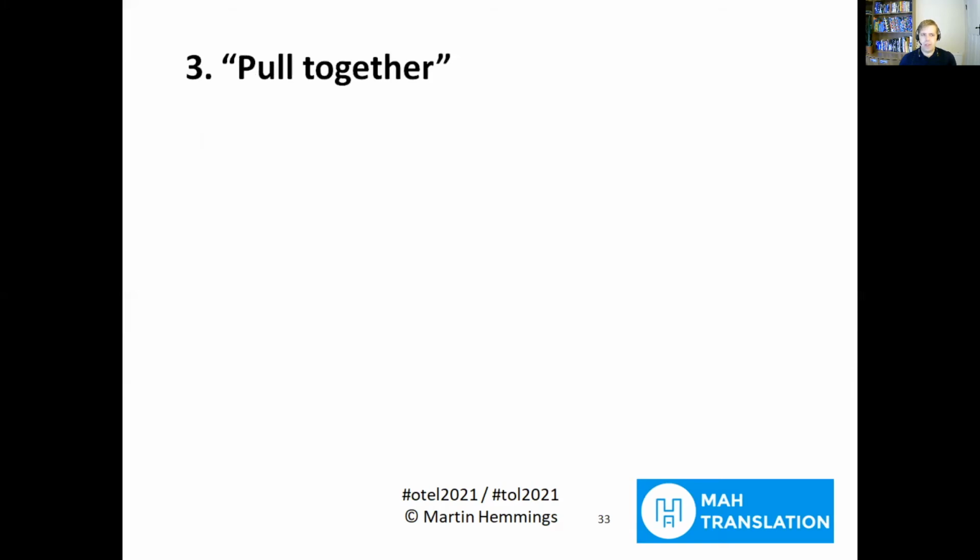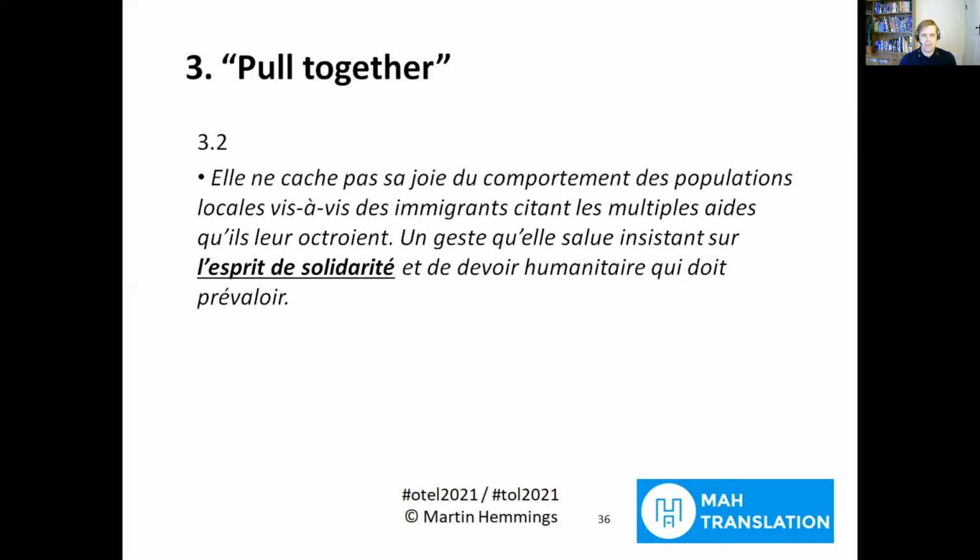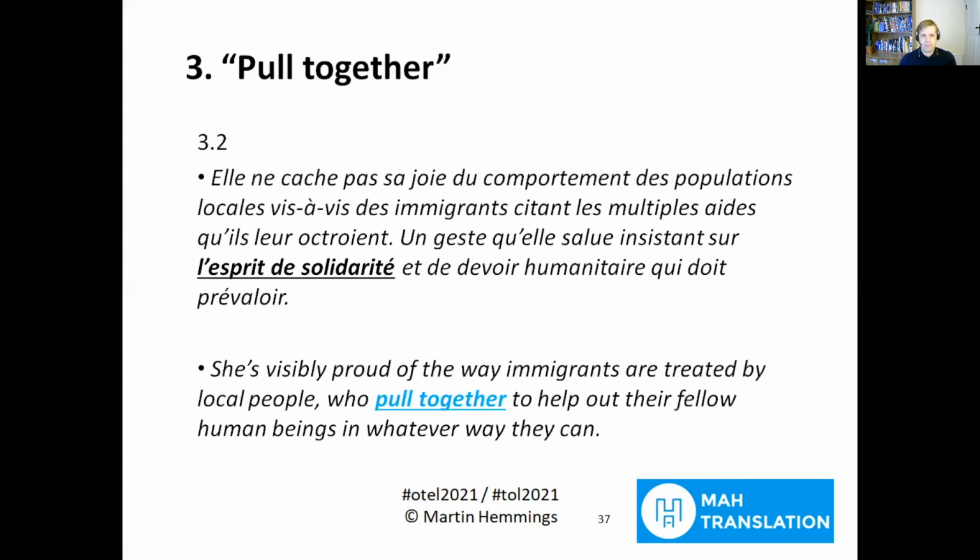Now we're going to switch to using a verb, pull together. Il y a vraiment une solidarité de la part de tous les habitants. What are the local people doing? They're pulling together to help out the other people. Here we have an esprit de solidarité. Again, people are pulling together to help out their fellow human beings. Nice, concrete English. We're explaining here who does what. We're moving from the abstract to the concrete in each of these examples.